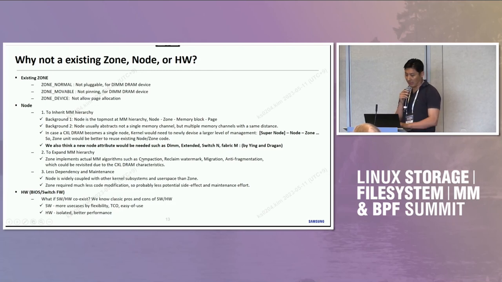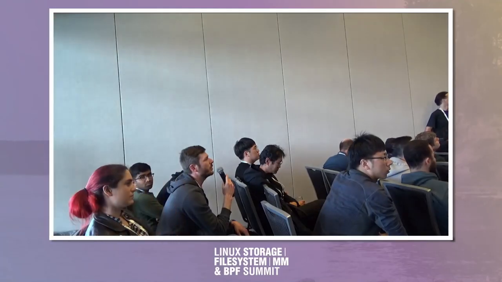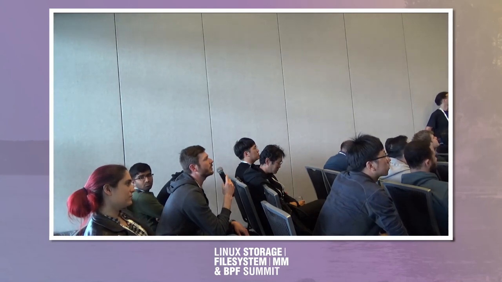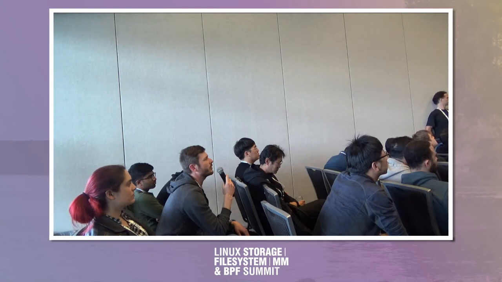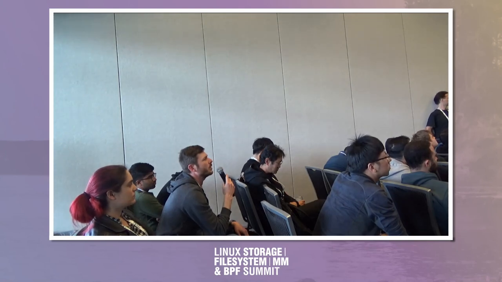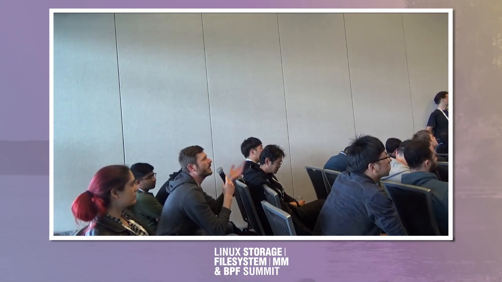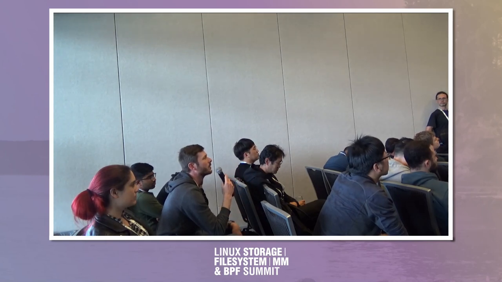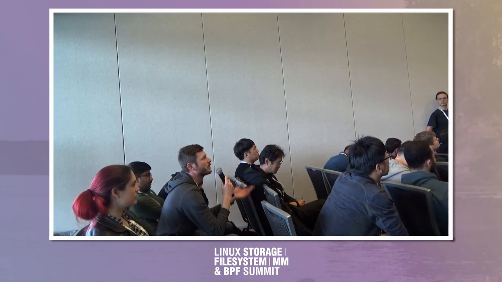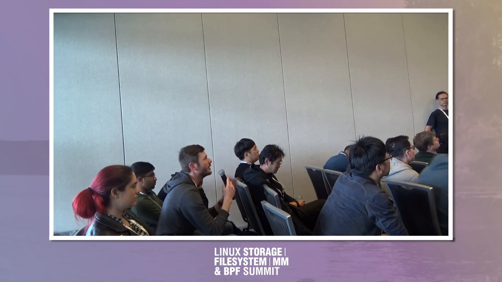Let me just try to understand what you're trying to do. You say we're going to add a new zone, and so we can have smarter algorithms working on it. What would stop you from using what we propose, just using a node and configuring the node to have different compaction mechanisms? As Michael said, most of your memory will be in zone normal or zone movable, most probably in one of these. So just configure the node to have something else if you really, really need it.